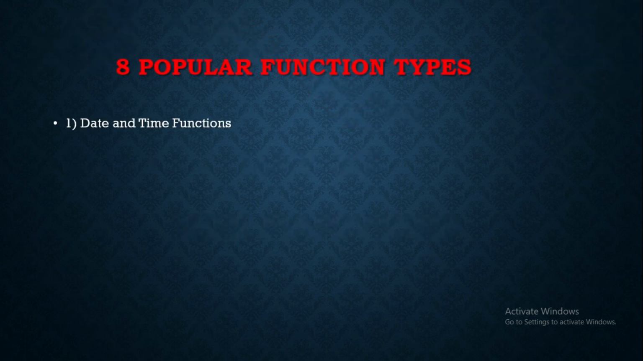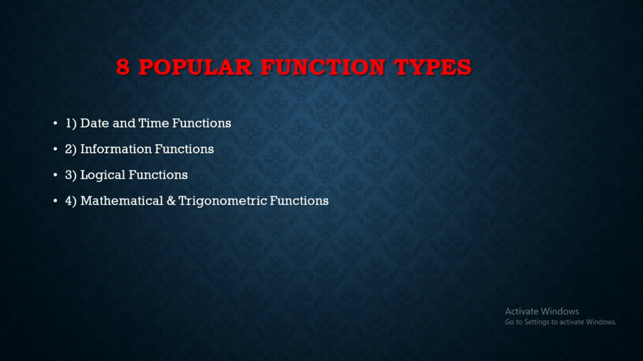So as I mentioned previously, we have discussed 8 popular function types. What are the 8 popular types of functions used in Power BI? First, we have discussed date and time functions, and it has its own subsets: information functions, logical functions, mathematical and trigonometric functions, and previously we have completed the parent and child functions. Each of these 5 functions has its own subset of DAX functions. All of these we have clearly explained in our previous set of videos.